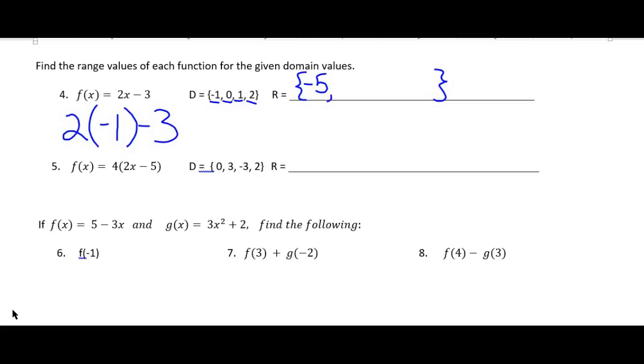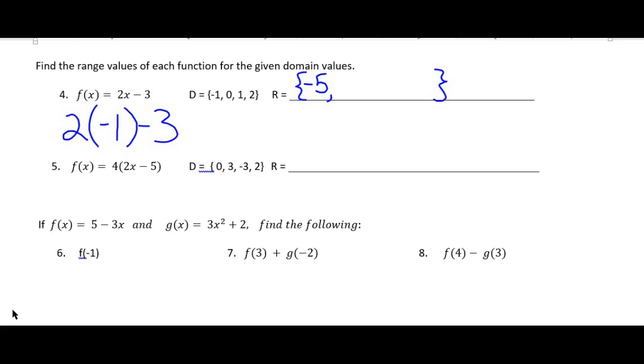This is something your calculator would be very handy for. I showed you a calculator trick where you type in the vertical bar and then x equals, basically you put that part right there, the mustache brackets in there. So that would be an easy way to do this. I'm going to do it the long way though.